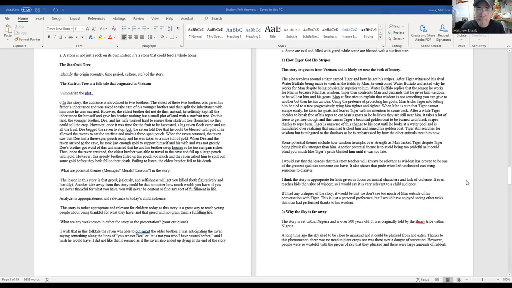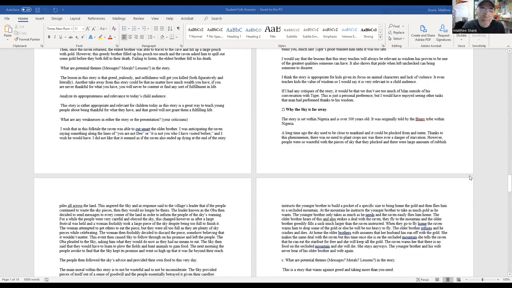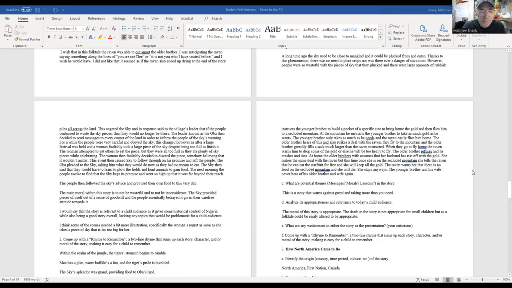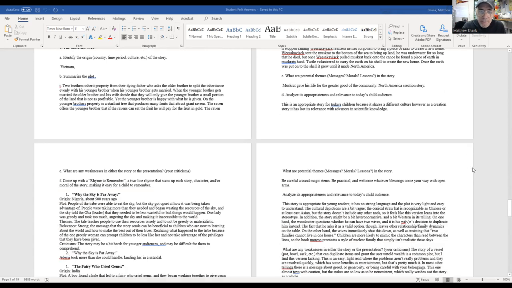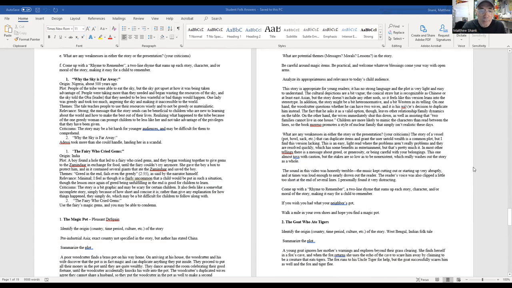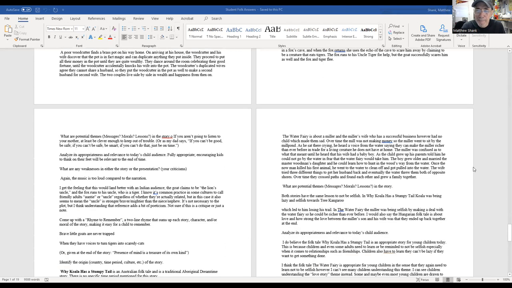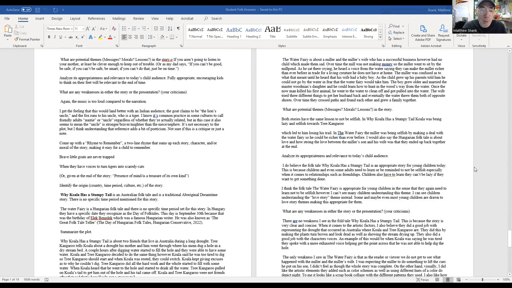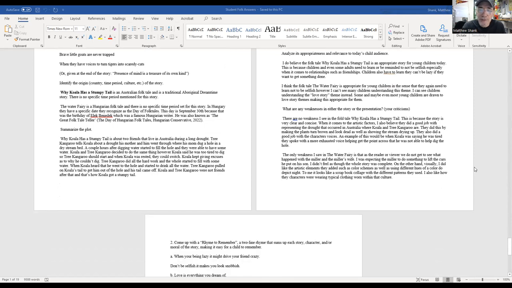Why the sky is far away, another origin story. Over 500 years old. Like I said, some of these go way, way back. Again, how North America came to be. The magic pot from Asia, China. If you wish you had what your neighbors got, walk a mile in your own shoes and hope you find a magic pot. Why koala has a stumpy tail from Australia.